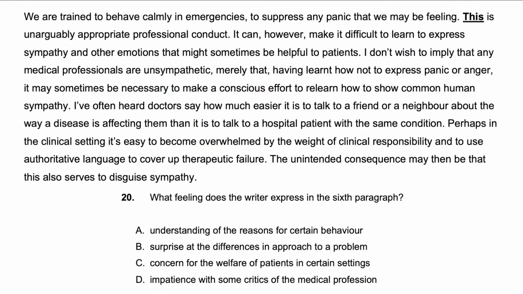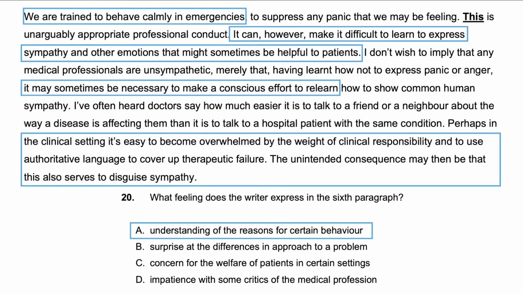We need to think about the difference between those attitudes and then also consider words and phrases that we might expect to see from a writer who's expressing those different feelings. Now let's go to the text and try to find the answer. Remember, we're taking the paragraph as a whole and we're looking out for indicators of feelings. So I have highlighted the sections of the text that I think indicate the writer's opinion, and you can see that these are all pointing to a feeling of understanding.